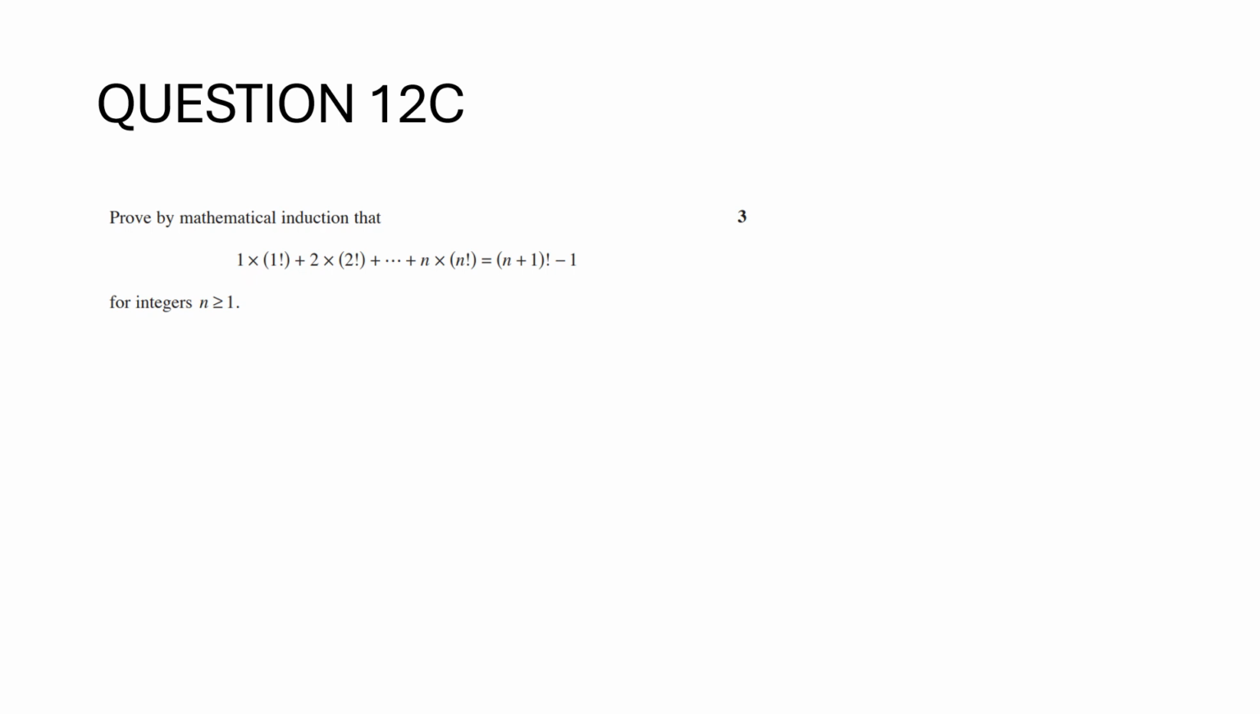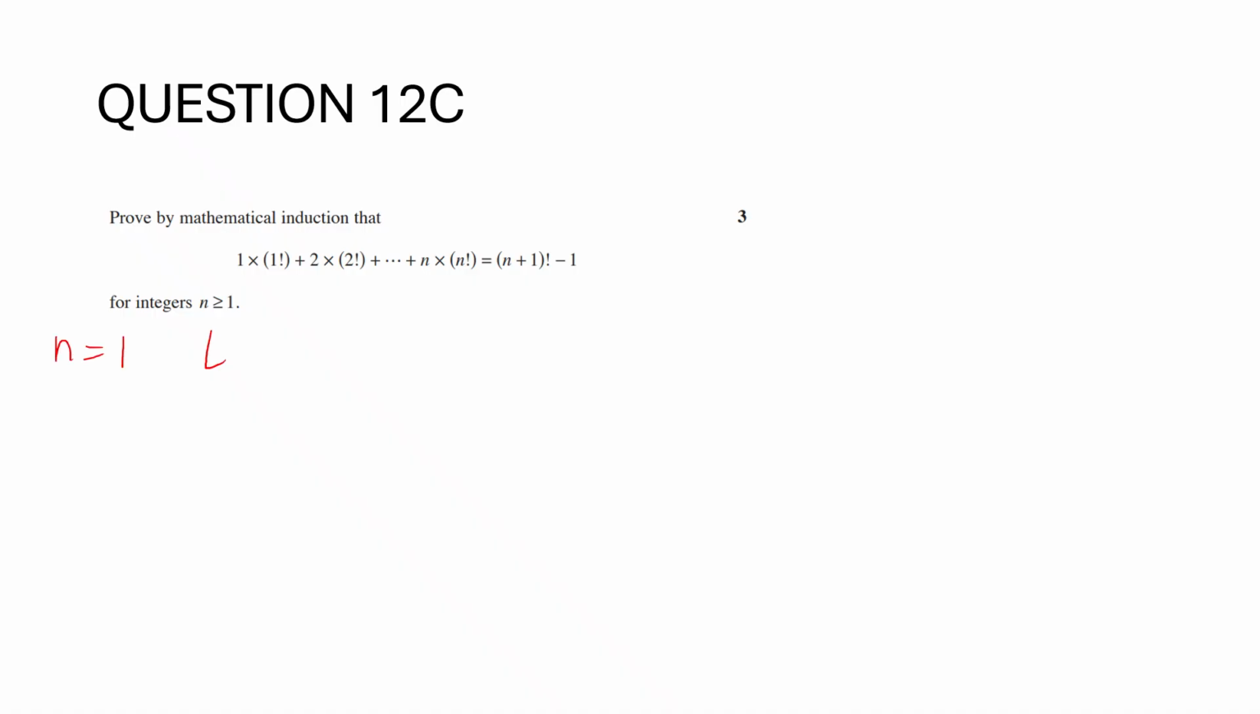12c, prove by mathematical induction that 1 times 1 factorial plus 2 times 2 factorial plus ... plus n times n factorial is equal to n plus 1 factorial, take away 1, for all integers n greater than or equal to 1. So we'll start with n is equal to 1.